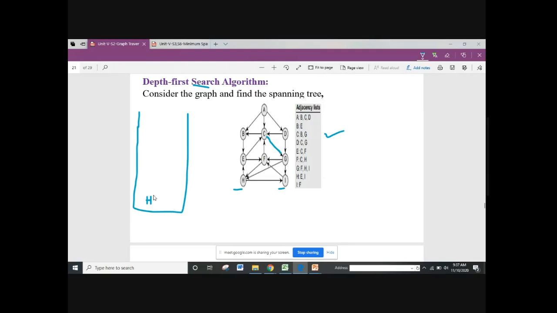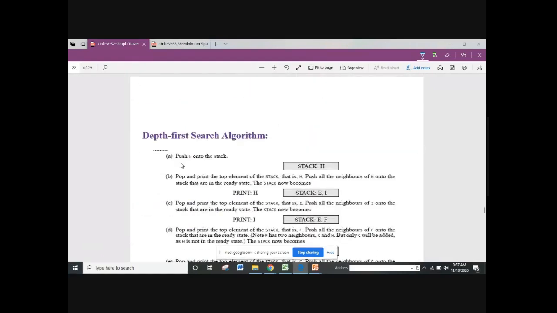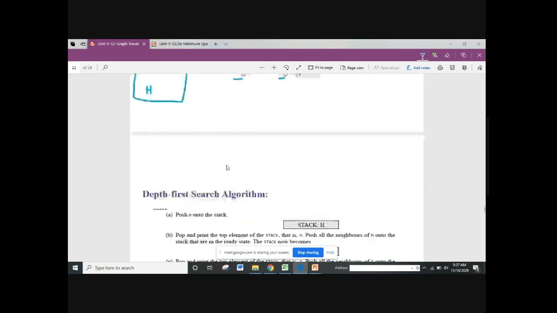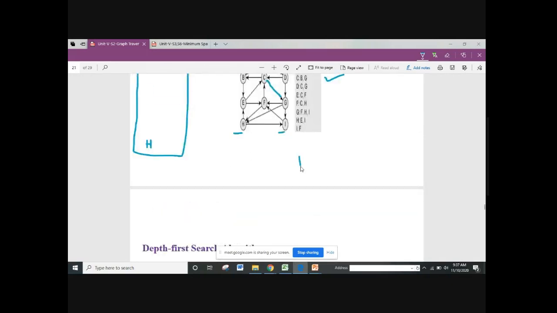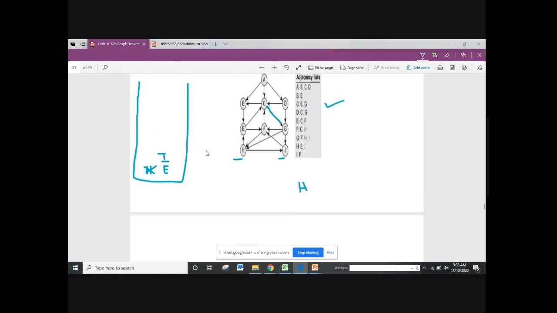So what I am doing is, now when I found the adjacent vertices of H, I will pop the H outside. So that is: push H into the stack, pop and print the top element of the stack, and then you push all the neighbors of H inside the stack. So now I have popped H outside and I will push E, then I, inside. Clear now? I'll push E and I inside the stack.